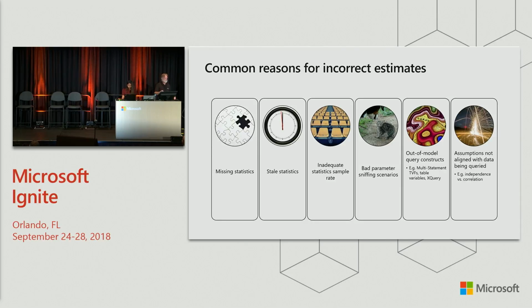One of those constructs, for the new query estimator, the cardinality estimator that came along a couple of releases ago, we changed one of those from 1 to 100. It seemed a little bit more valid. And assumptions not aligned with data being queried.